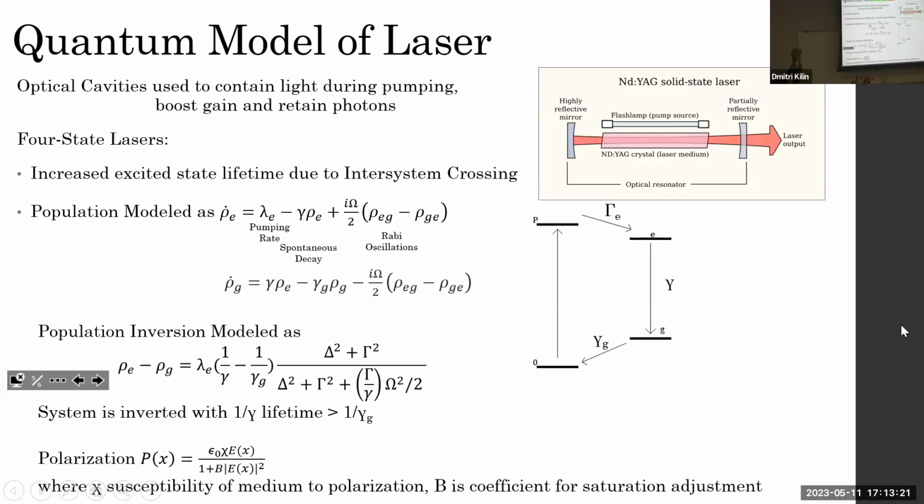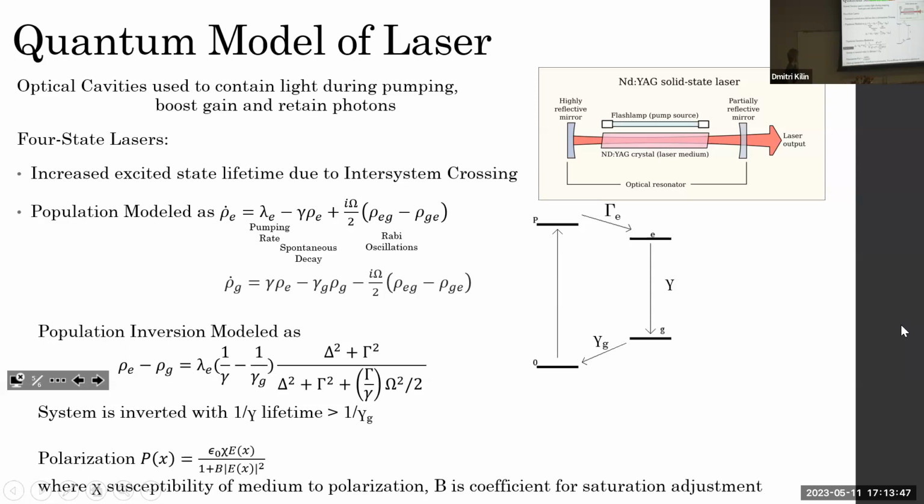So another system I wanted to mention is just the 4-state system, because 3-state and 4-state systems are essential for most laser operations. What's nice about the 4-state system is that we have enhanced lifetime because of an intersystem crossing. And so we have decay rates that we have to model for. And so we can have our population. This should be rho EE, one mistake just based on typographical errors, I guess.